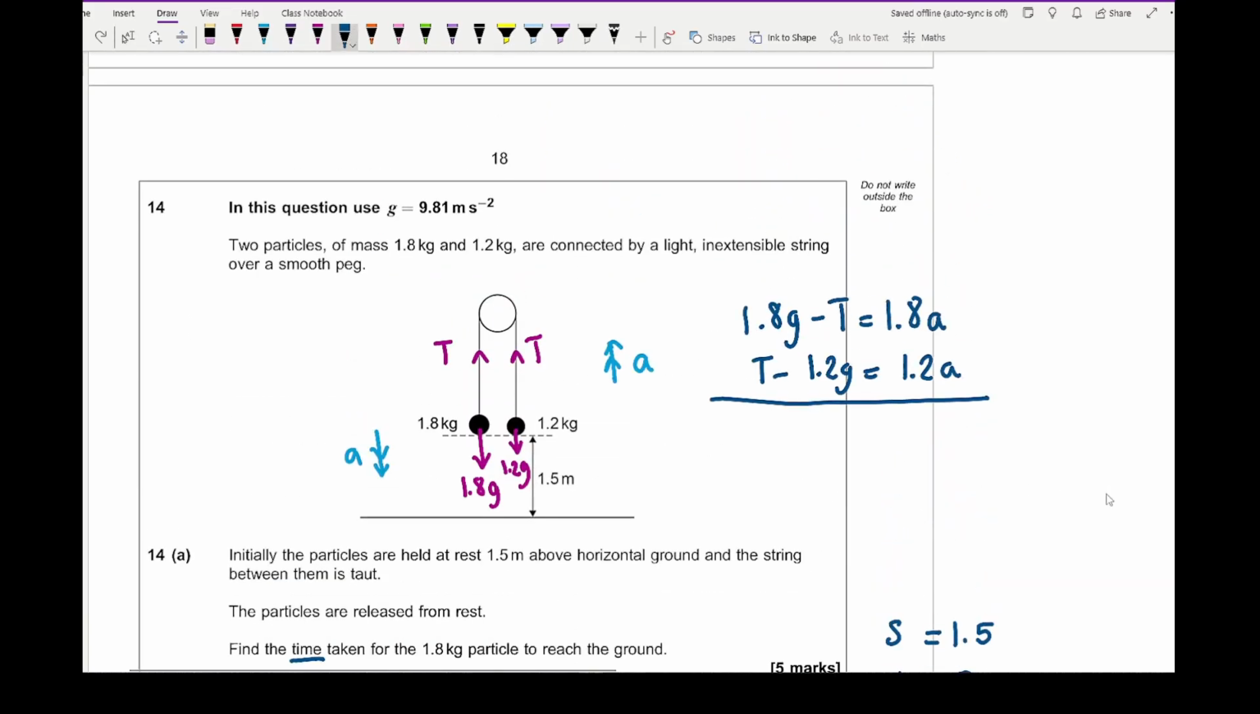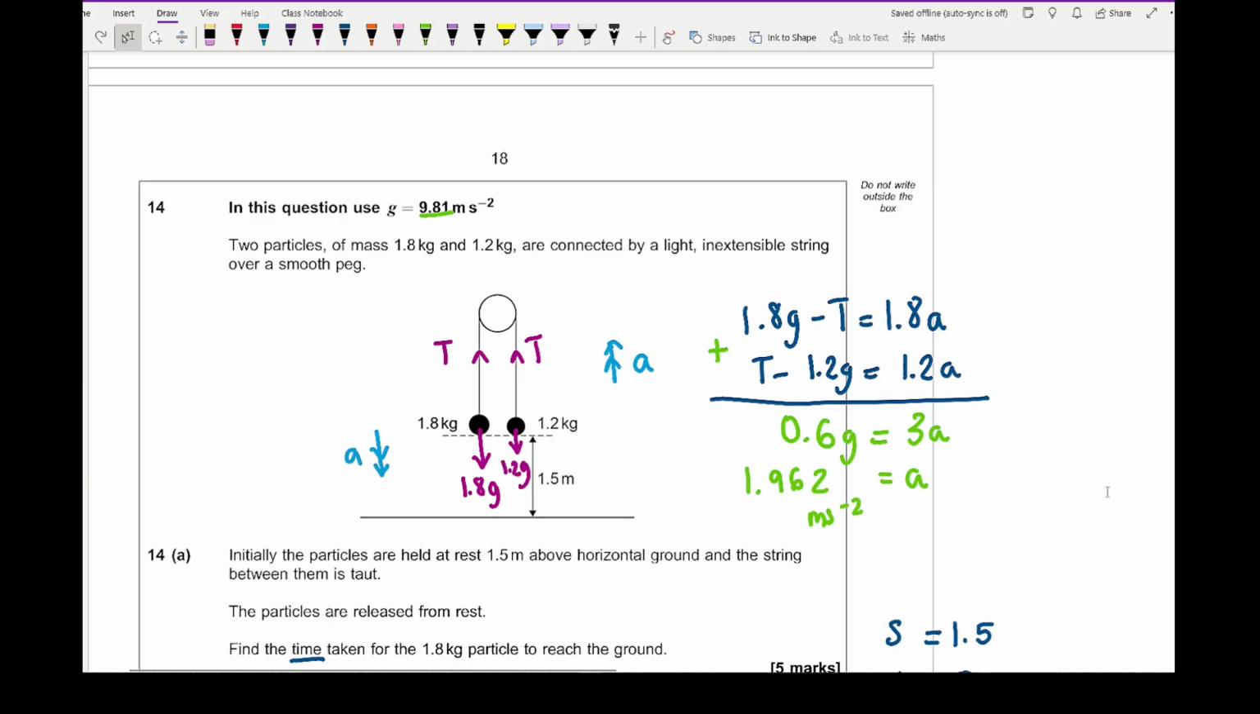So there's ways of working out your value of a. You could first of all add these two equations together. By adding the two equations together, it eliminates the variable T. So we get 1.8 add minus 1.2, that would be 0.6g. And if we add 1.8 and 1.2 lots of a, we get 3a. We can then do 0.6 times g, which is given in the top of the question, divide by 3 to give us a value of a, which is 1.962, and that would be meters per second squared.